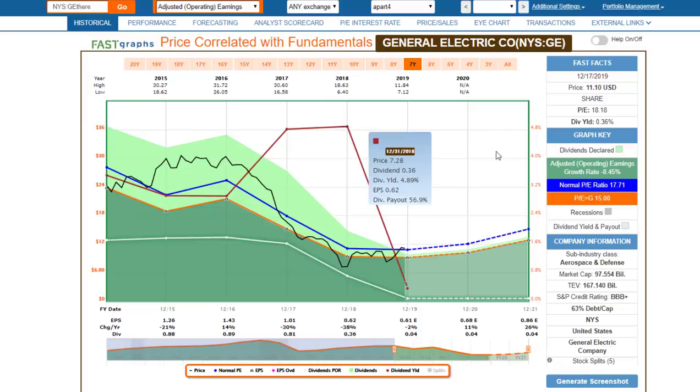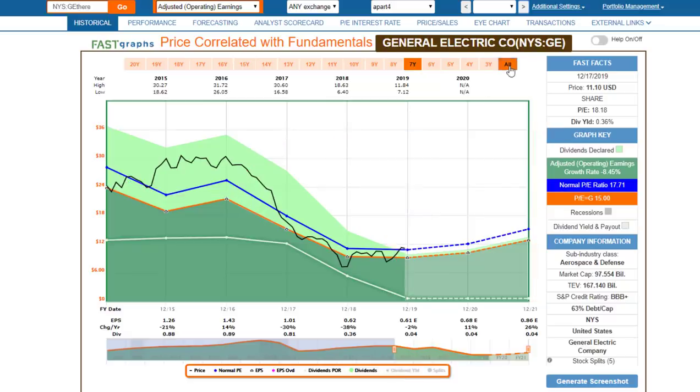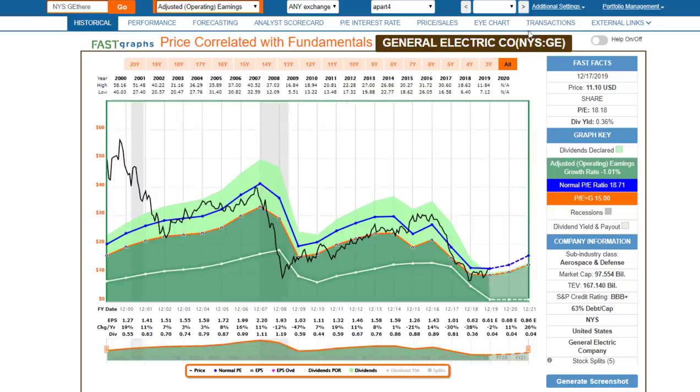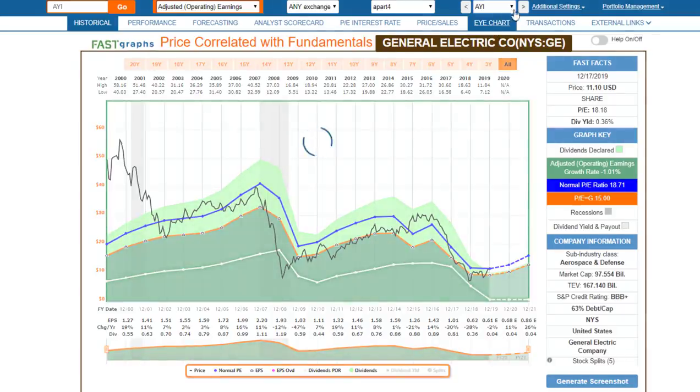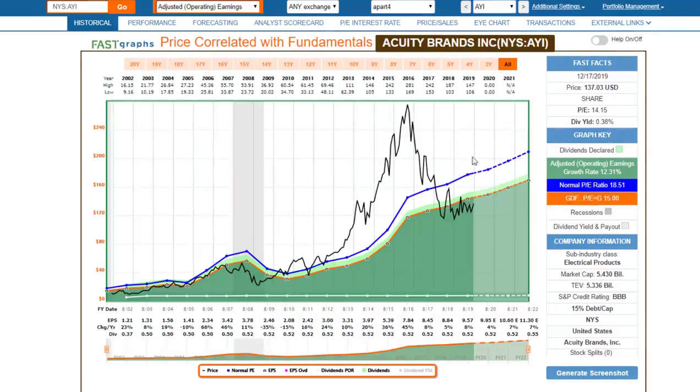But the point of this whole presentation is to talk about making obvious mistakes. And so I'm going to go ahead and look at some different examples here that I covered in the written portion of this article, but I'm also going to take a look at some additional companies as well. So let's start here with Acuity Brands, electrical products.